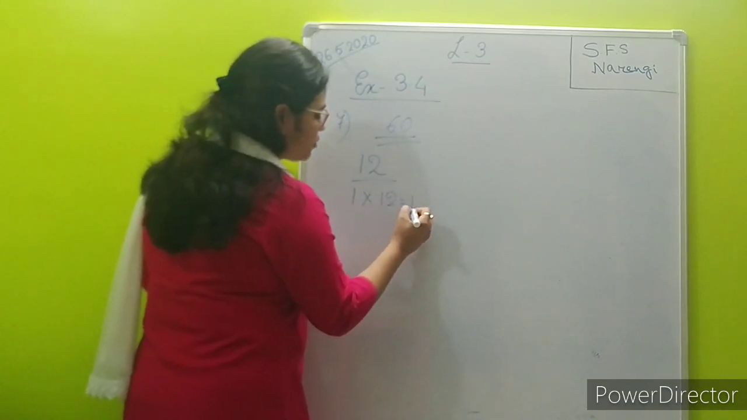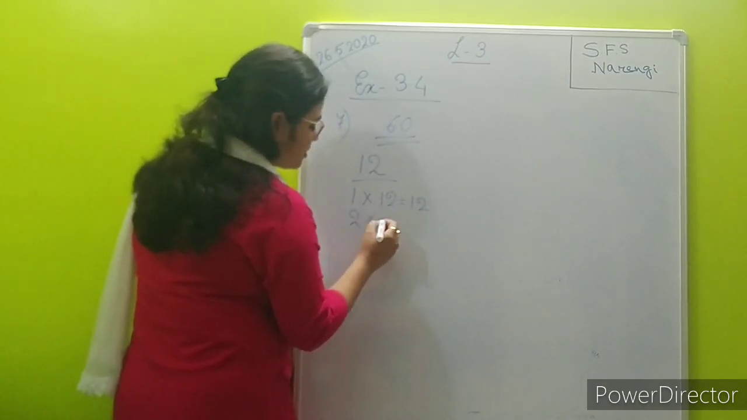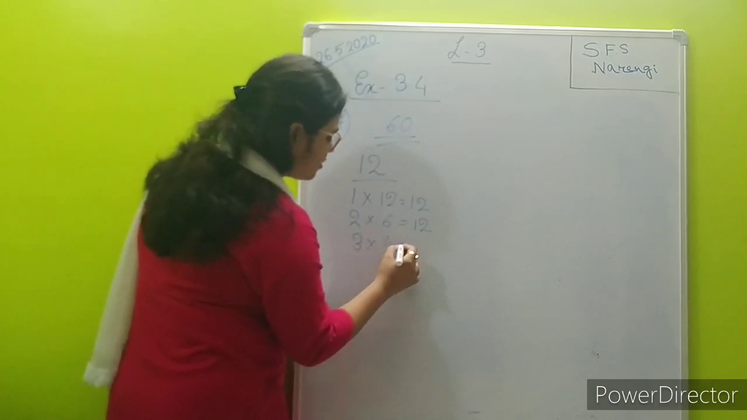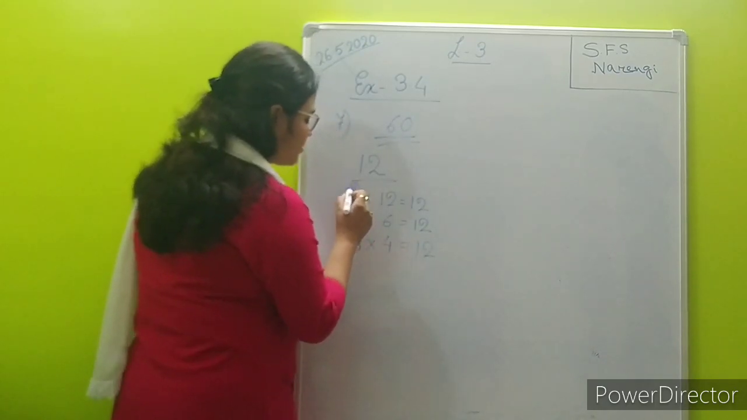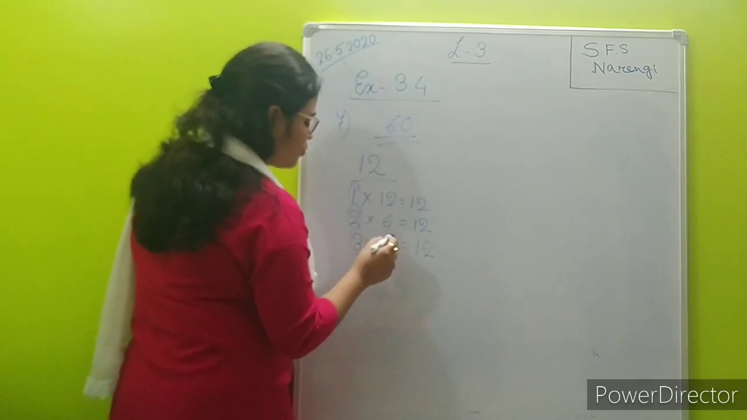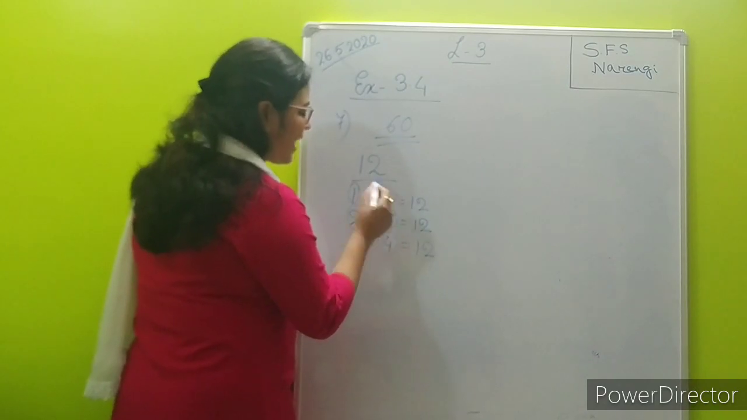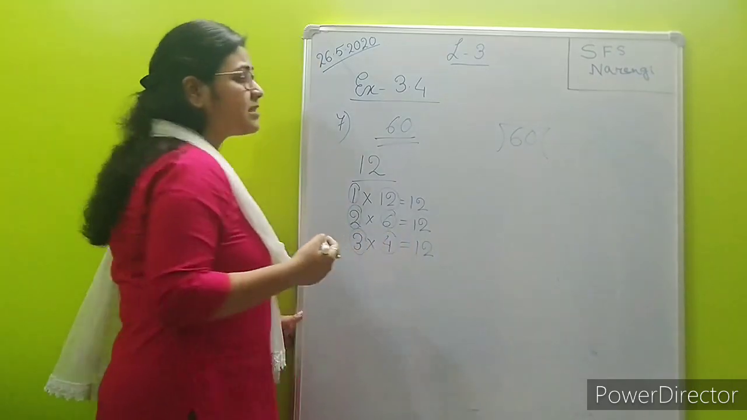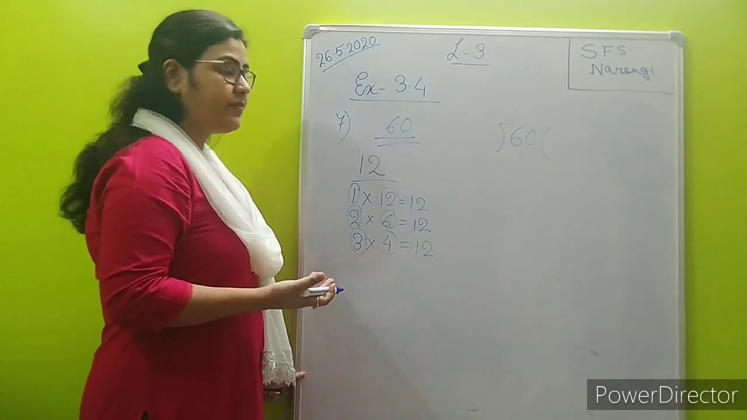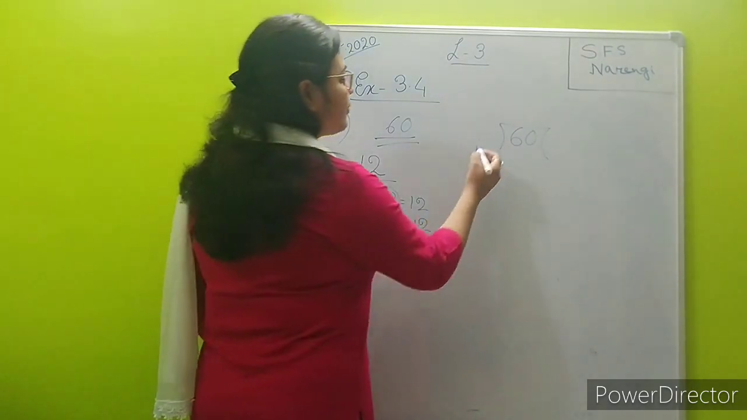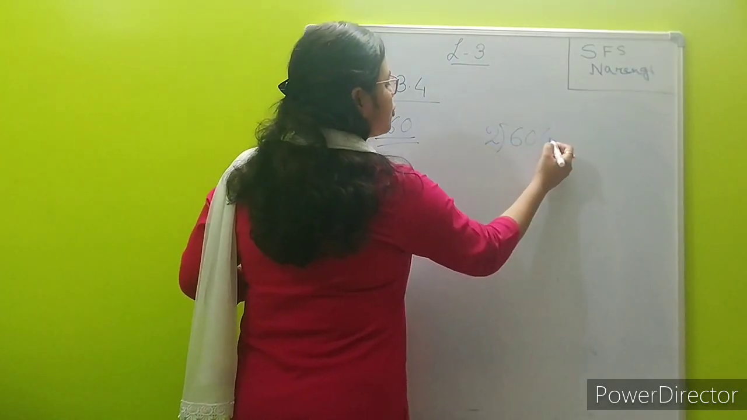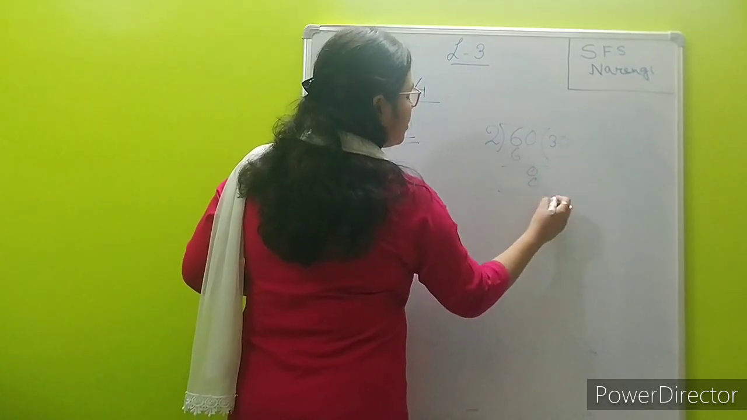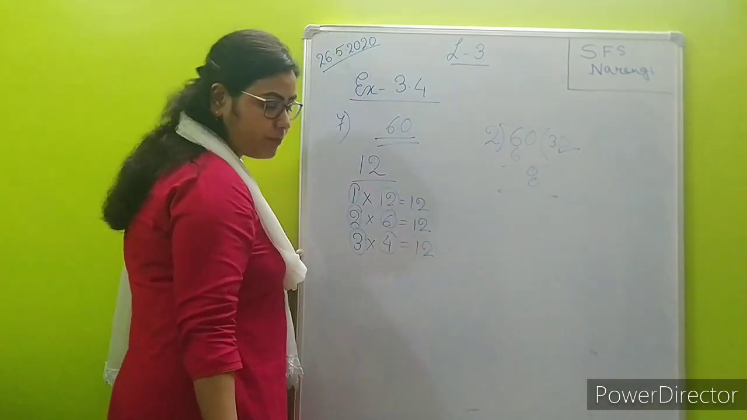1 into 12 is equal to 12. 2 6s are 12. 3 4s are 12. So what are the factors? The factors are 1, 2, 3, 4, 6 and 12. Now let's see if 60 is divisible. Obviously 60 will be divisible by 1. It will also be divisible by 12. Is it divisible by 2? 2 3s are 6, 0, 0. So yes, it is divisible by 2.